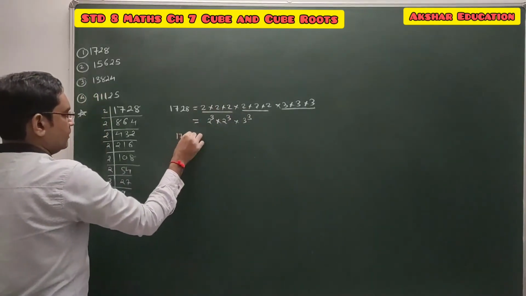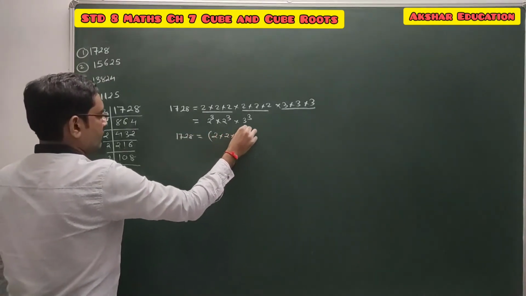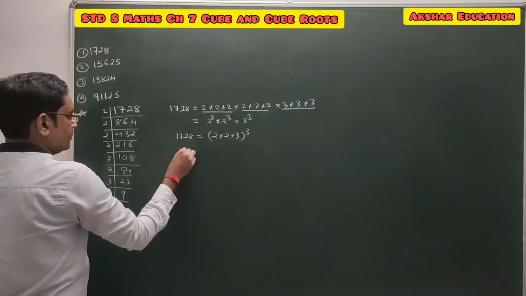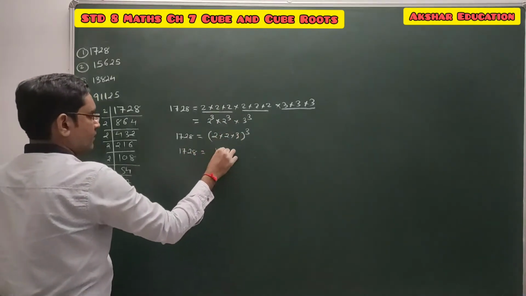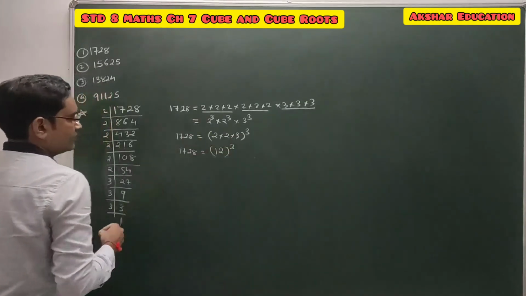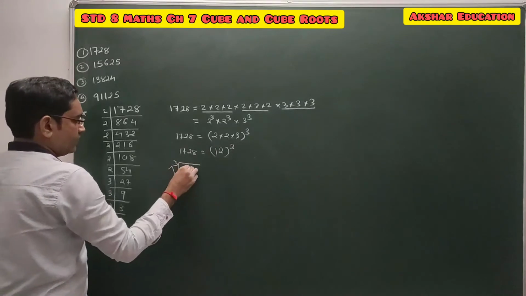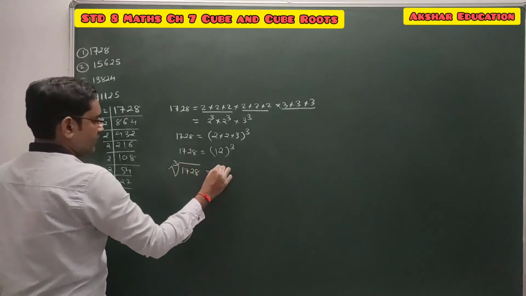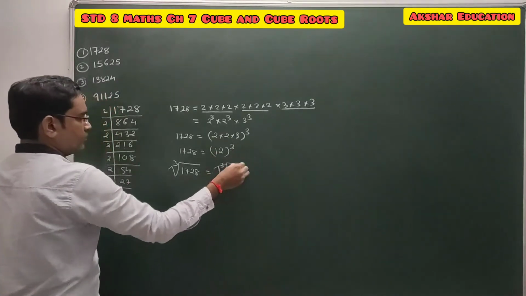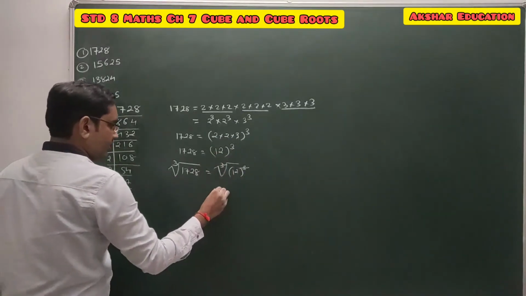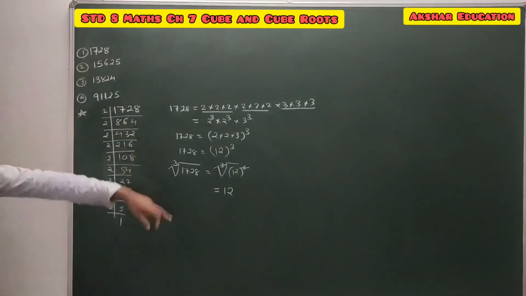So 1728 is nothing but 2 into 2 into 3 whole cube. 3 2s are 6, 2s are 12. So 1728 equals 12 cube. Question is find the cube root of this given number. So cube root of 1728 equals cube root of 12 cube. So cube root and cube will be cut. Our answer is 12. So cube root of this given number 1728 is 12.